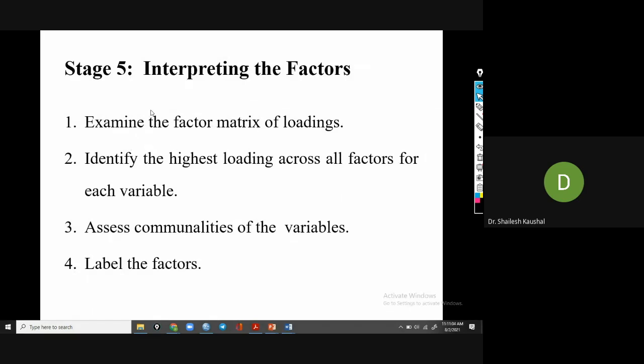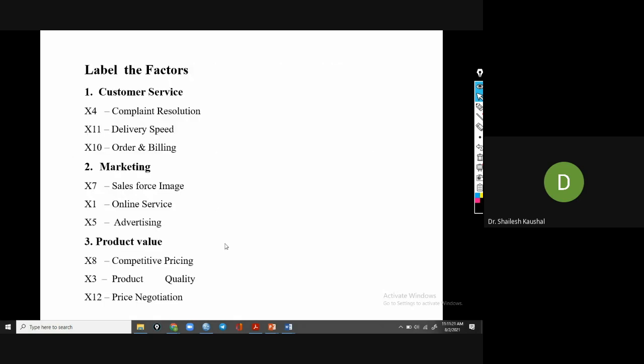Then interpreting the factors: examine the factor matrix of loadings, identify the highest loading across all the factors, take all the highest values, and then assess the communalities of the variables and label the factors. Finally we give names to the factors.